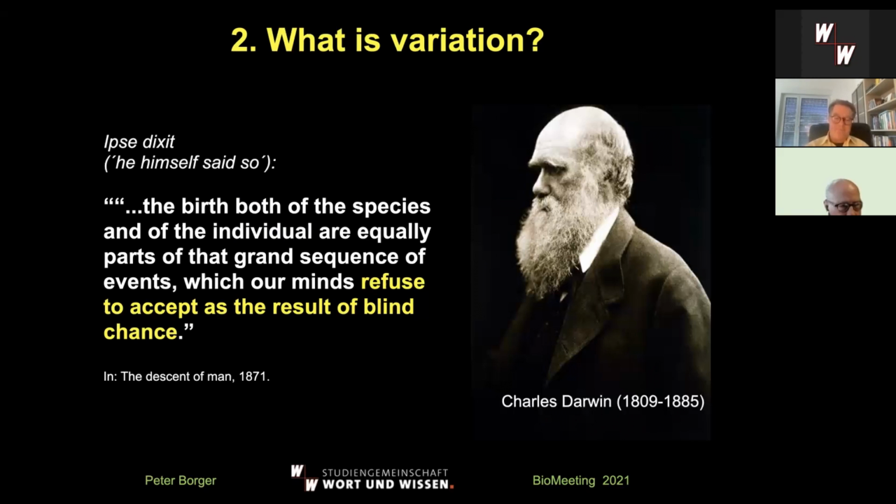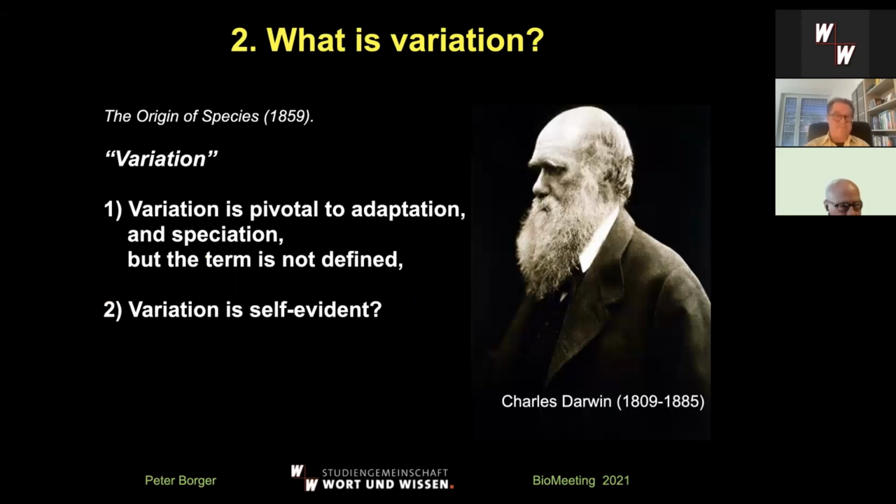Well, variation is very pivotal to adaptation. That's what we know. And even to speciation. We also know that organisms can split up and become different species, but the term variation itself is very vague. It's not very well defined. And the question is, is variation at all self-evident? That is also a good question to be asked.